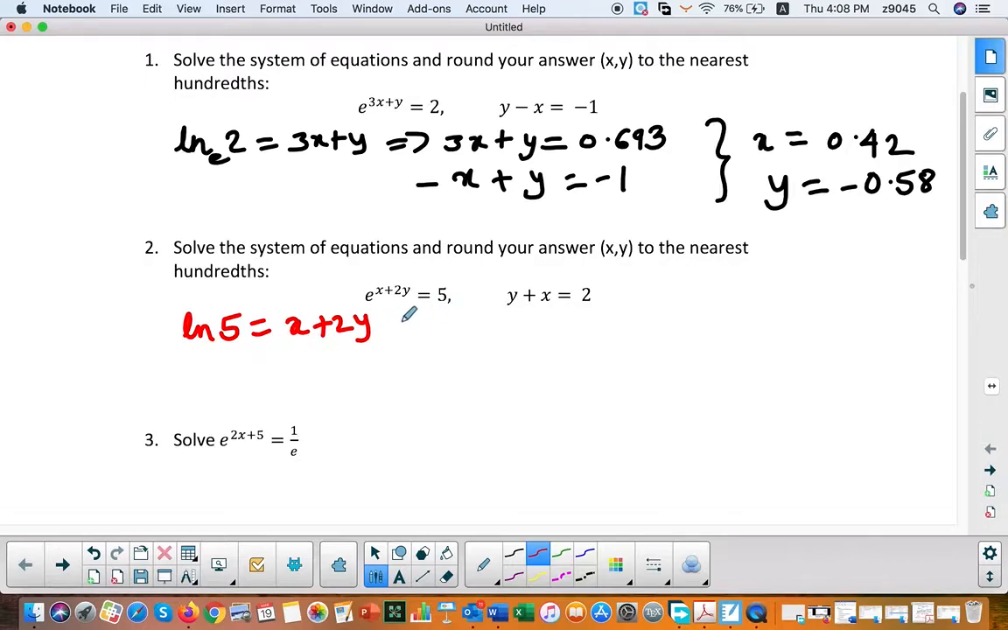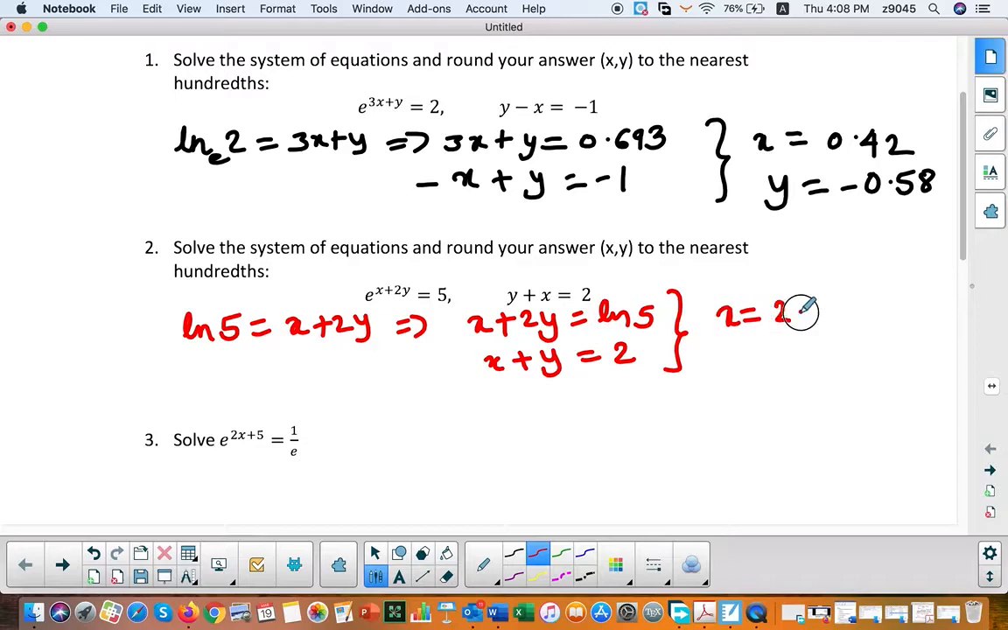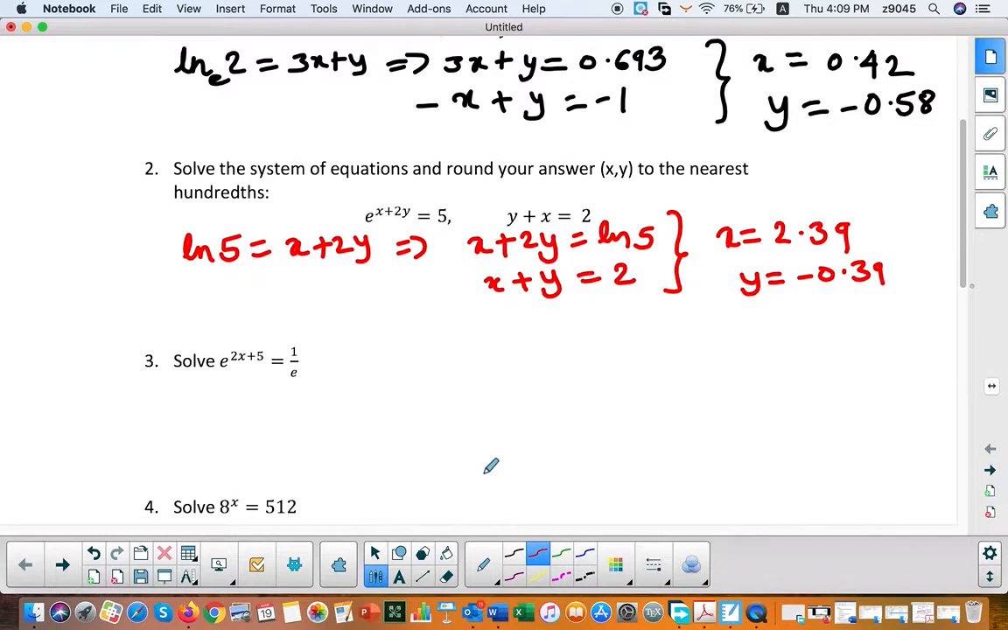So the two equations are x plus 2y equals ln 5, and x plus y equals 2 after rearranging. When we solve these linear equations, the calculator gives x equals 2.39 and y equals minus 0.39. So they have a unique solution corresponding to the given system of equations.